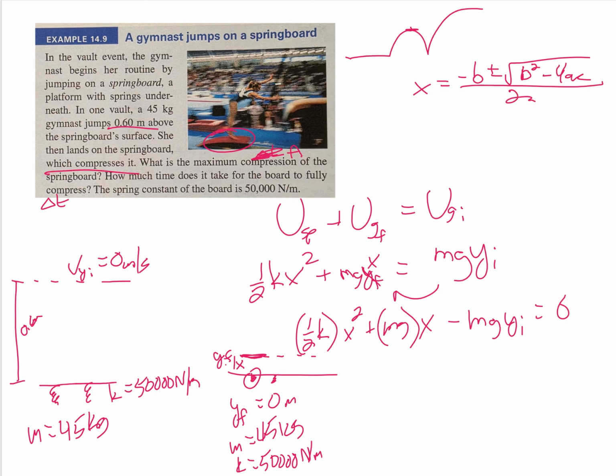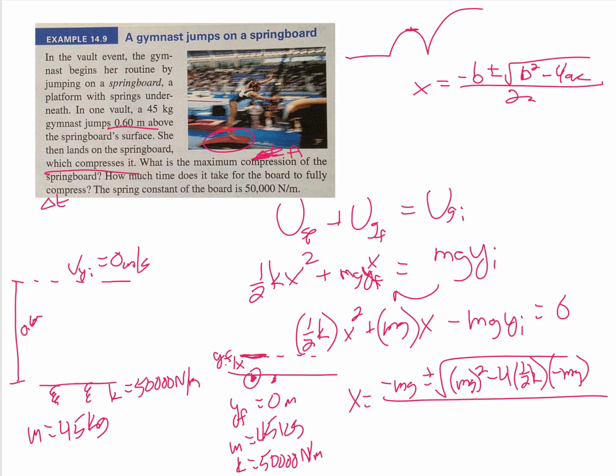So now we can plug in these numbers. So we have x equals negative b, so that's negative mg, and then plus or minus the square root of b squared, so that's going to be mg squared, minus 4 times a, which is 1/2 k, times c, which is negative mg, all divided by 2 times a, so 2 times 1/2 k is just k. Okay, so at this point now we can just plug in the numbers that we see, with the exception of this plus or minus right here, we have to think about that for a second.